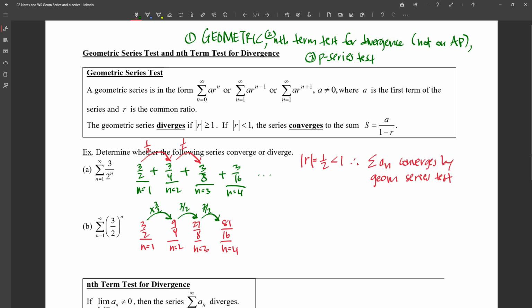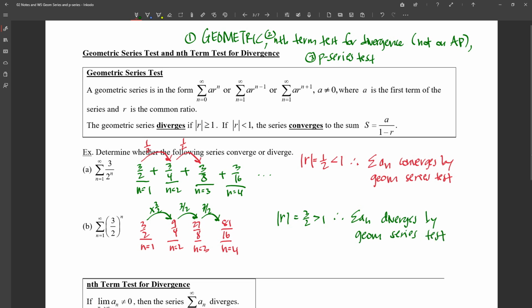And if you multiply by the same common ratio each time, then what you know is my R here is equal to 3/2, which is greater than 1. And what does the geometric series test tell me? The geometric series test tells me that if R is greater than 1, then this series diverges by the geometric series test.